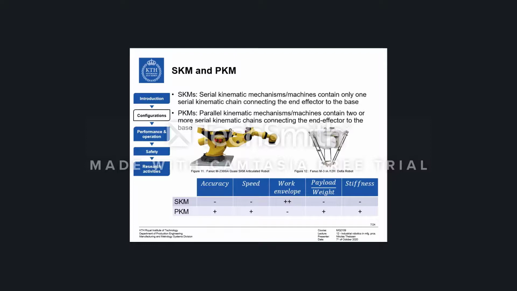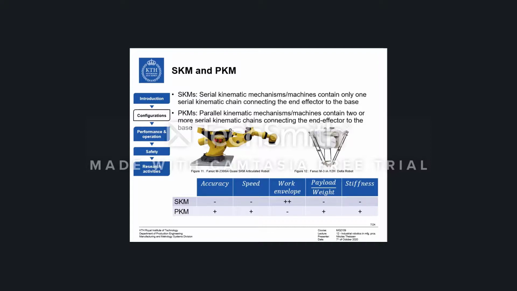Then let's consider speed. SKMs you would find would have a velocity of up to about 1 meter per second and an acceleration around 1 g. PKMs would have a velocity of up to 1.5 meters per second and an acceleration of 3.5 g. Payload is also very interesting. The payload that you can expect for a PKM is around 15 kilograms, while the one for an SKM is around 2,500 kilograms for the biggest robots in their class.